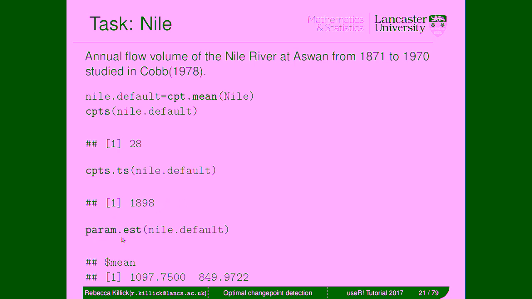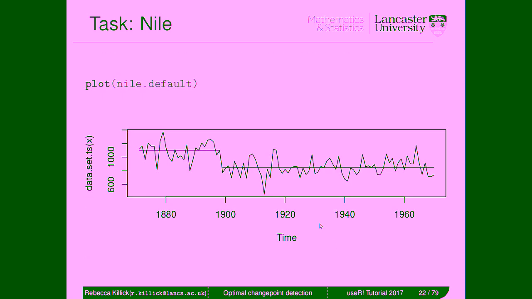So the param.est is the parameter estimates. That's going to give us the parameter estimates that we've got. Because we've done a change in mean, it gives us the pre-change mean and the post-change mean. So when we come later to do multiple change points, this then becomes potentially a very long vector. Okay. Any more before I move on?